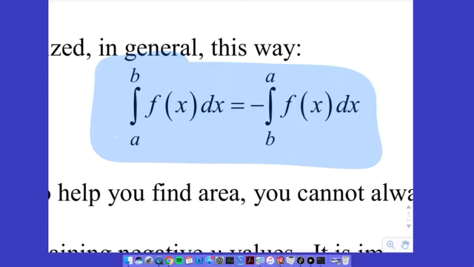We'll stop right there for the day. This is important. If you ever flip the interval of integration, you put a negative out front. We'll pick up there tomorrow.